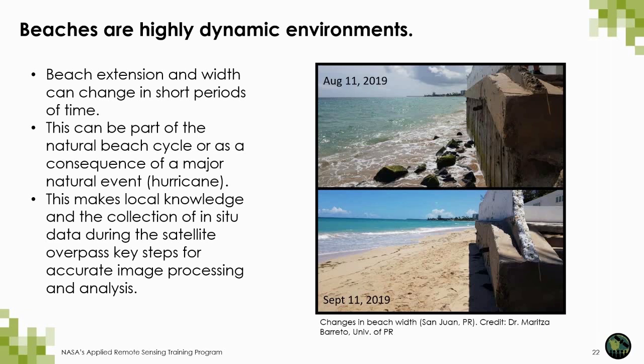Here's an example of a beach in San Juan, north coast of Puerto Rico. And you see the dates here. This is exactly the same beach, with photographs taken from the same vantage point, by all means. August 11, 2019, you see that there's pretty much no beach at all in this area. I mean, there's what we can probably call a beach face here that is covered by water. And in September 11, you see the formation of a pretty wide beach here. So you can see that in a month period, areas that are affected by a number of different oceanic processes can definitely change dramatically.